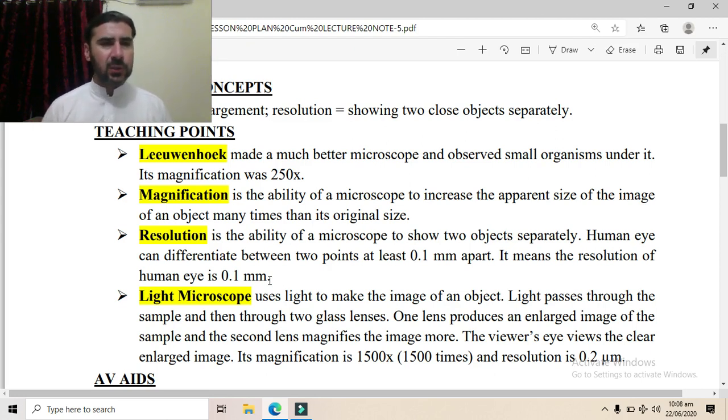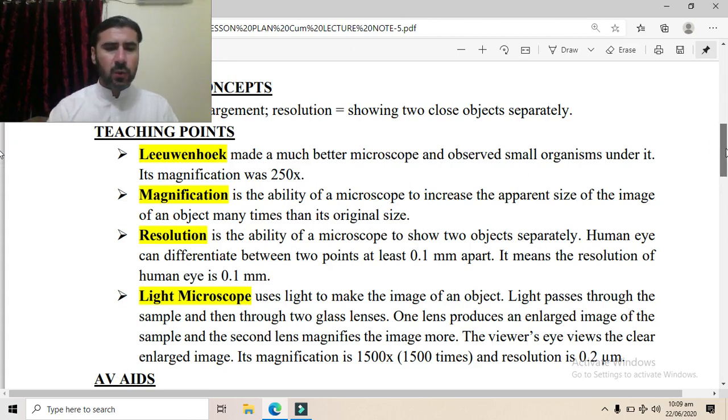For example, the nucleus and endoplasmic reticulum are very close to each other, but if we have a very good microscope, such as an electron microscope, we can recognize and identify the nucleus as different, and then the very close thing to the nucleus, that is the endoplasmic reticulum, will be identified as a different item. So resolution is the ability of a microscope to differentiate among two very close objects.